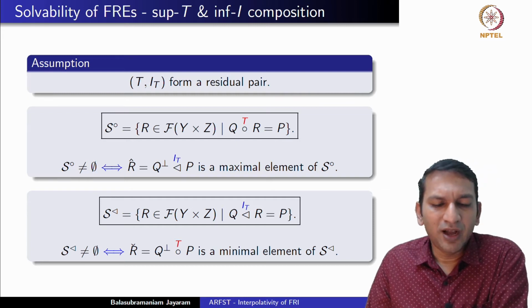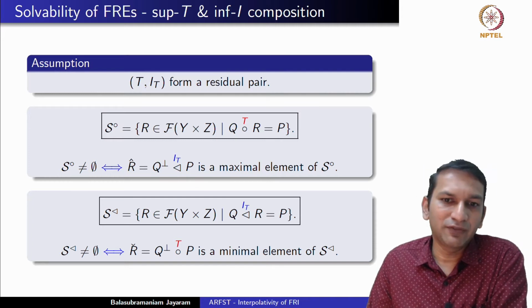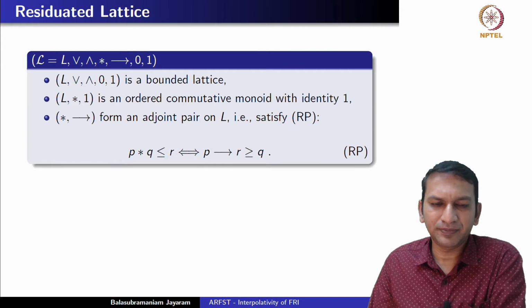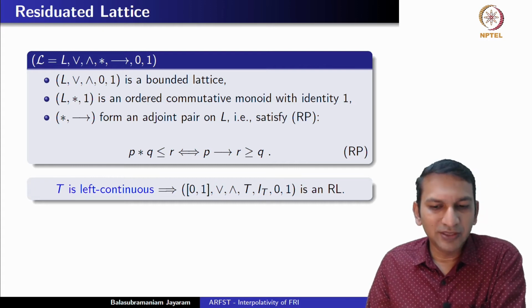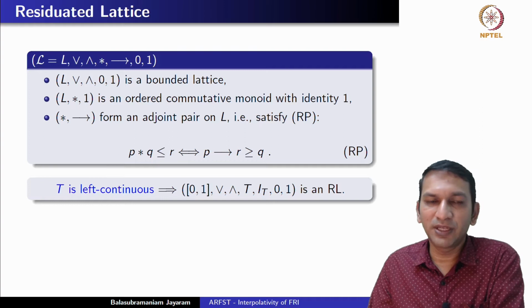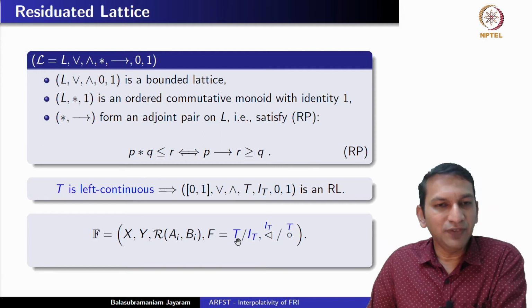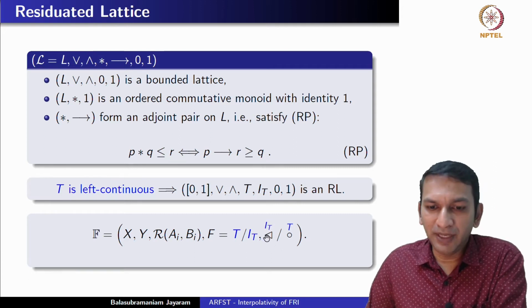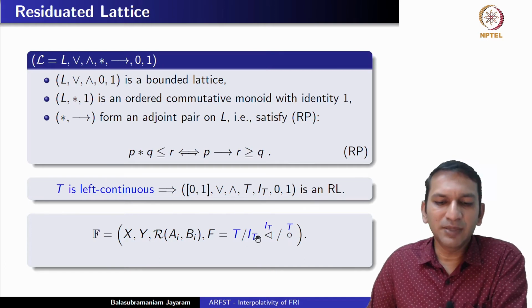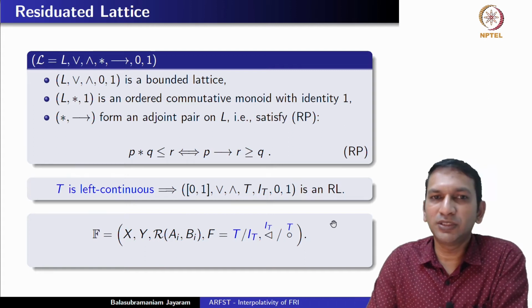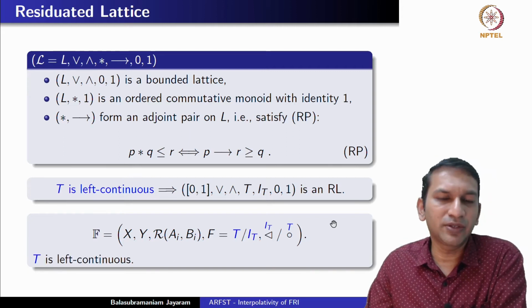That means there is nothing below this. Now, the question is, how is this related to interpolativity of an FRI? Specifically, CRI, which uses sup-T composition, and BKS, which uses inf-phi composition. Note that we are in this setting of residuated lattices. If T is left continuous, then we know on the unit interval this entire structure becomes a residuated lattice, and so we are considering FRIs where if F is given by T, then we are looking at the corresponding composition to come from either BKS with IT or CRI with T, and similarly if F is given by the corresponding residual IT, then once again one of these two compositions is what we are looking at. Of course, T is left continuous.